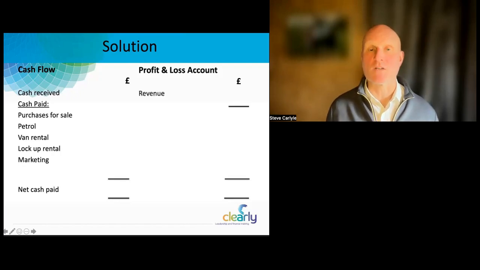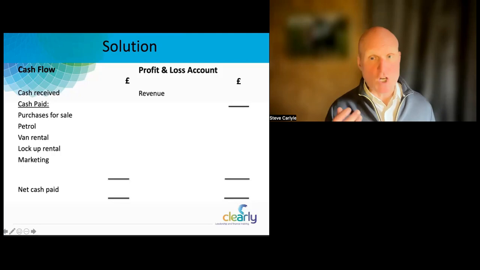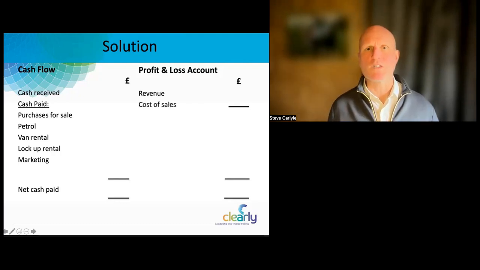And then on the profit and loss account, well, we start the profit and loss account at the top with our revenue, what we've earned in the period, our revenue. That's one of the terms we can use. We can also use other terms like turnover or income, but I'm going to use revenue here to show what we've earned. And then we have what we call our cost of sales.